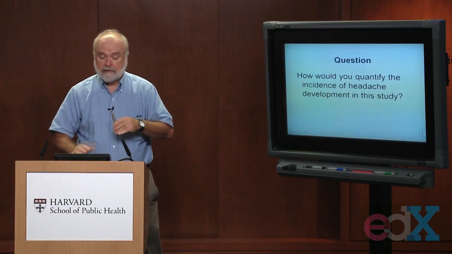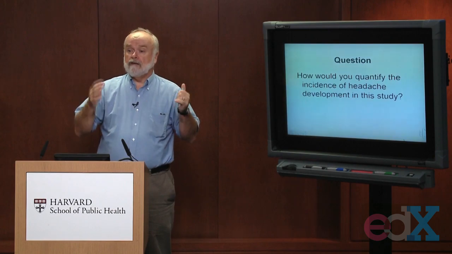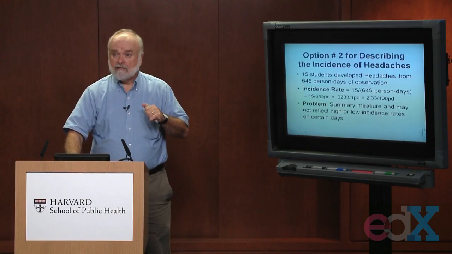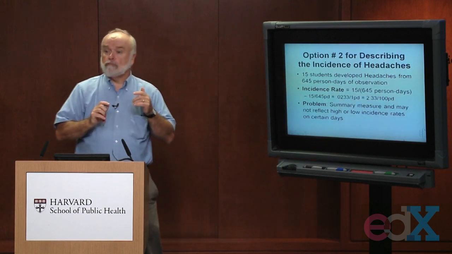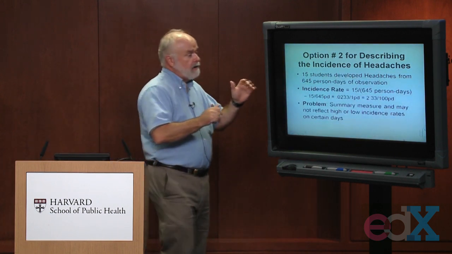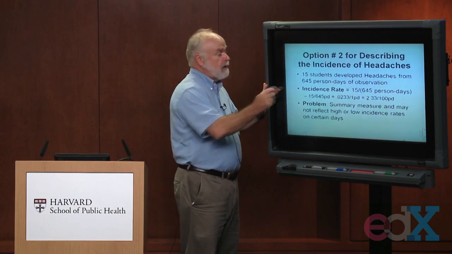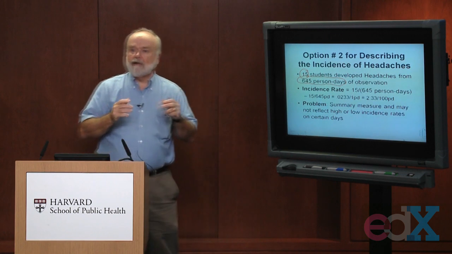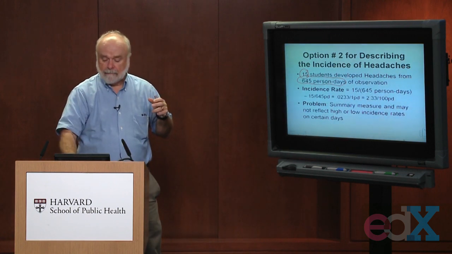So another option to quantify the incidence of headaches in this study is to measure something called an incidence rate. What we'll measure is 15 students developed headaches when I observed 645 person days of observation. Now, where did I get that 645 person days of observation?